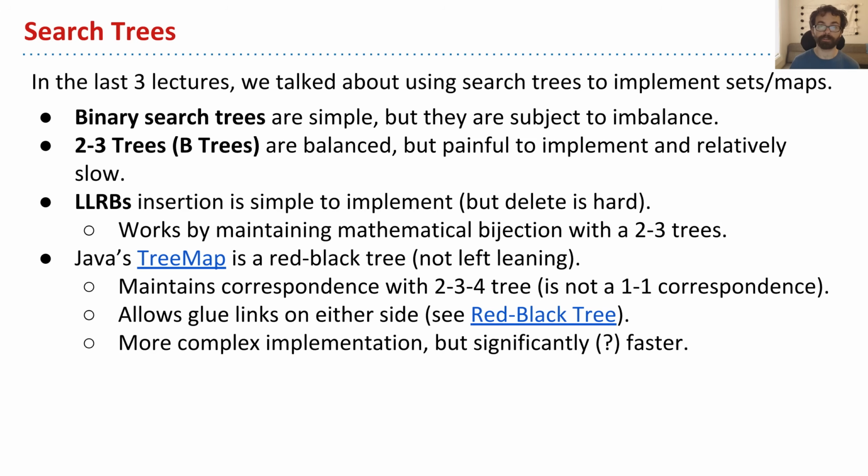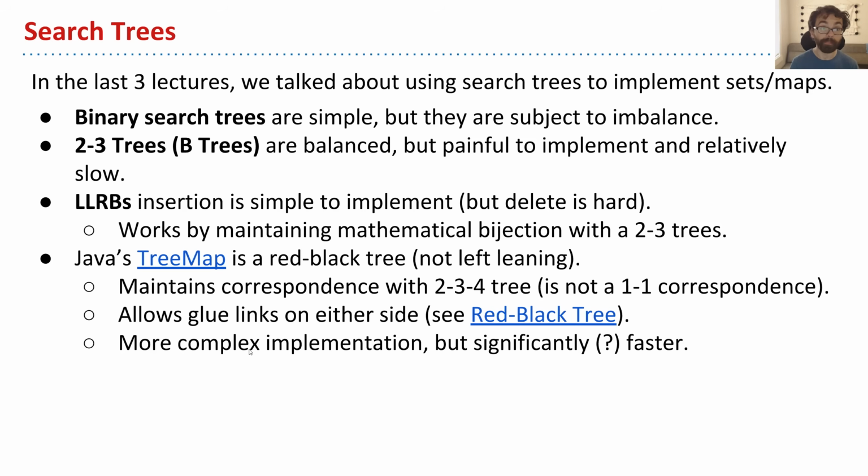All right, so to summarize search trees. In the last 3 lectures, we've talked about using search trees to implement sets and maps. We had binary search trees, which were simple, but can get imbalanced. We had 2-3 trees, which were balanced, but they're annoying to implement, and they're relatively slow compared to other possibilities. Then we introduced the left-leaning red-black tree, which is simple to implement, although the delete can be a little hard. And it works by maintaining this one-to-one correspondence, or bijection, with a 2-3 tree.